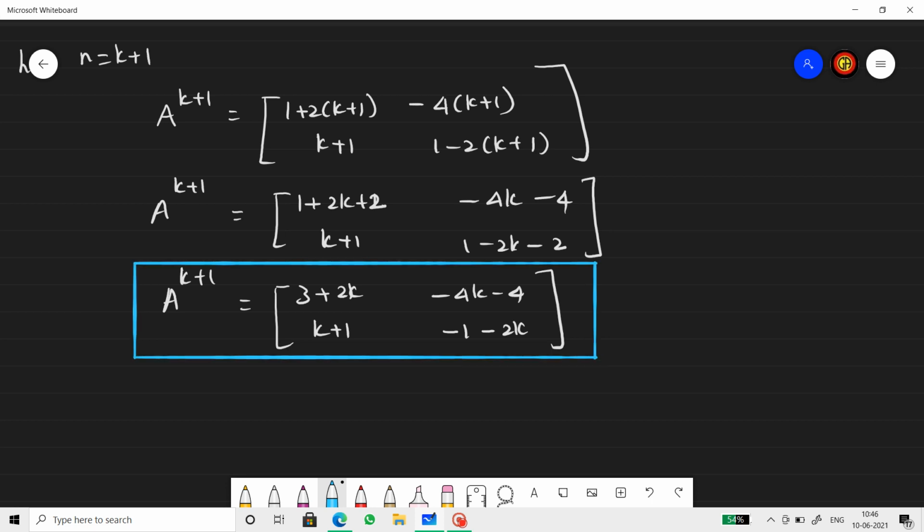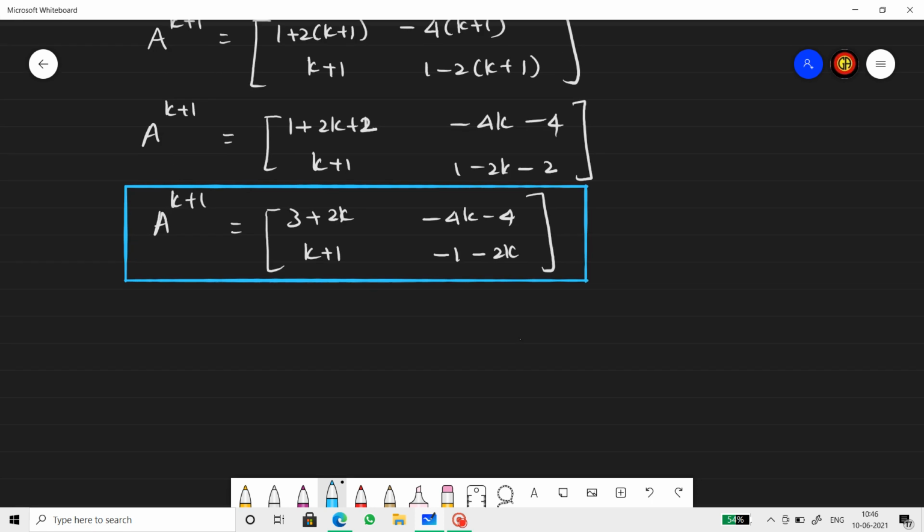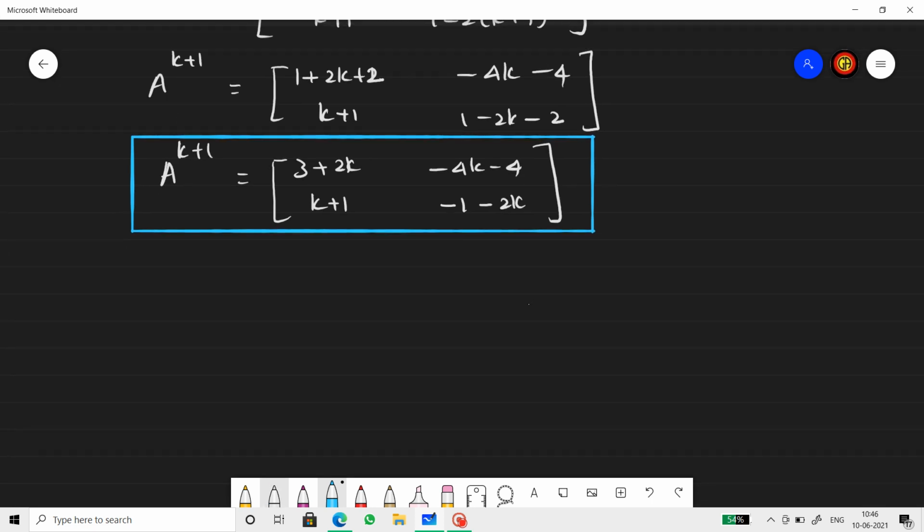So I need to prove this is true. Okay. So I'm going to take the LHS of this. I'm going to consider the right hand side of this, which is A to the power of k plus 1, which we can write as A to the power k into A, right? A to the power of k into A.